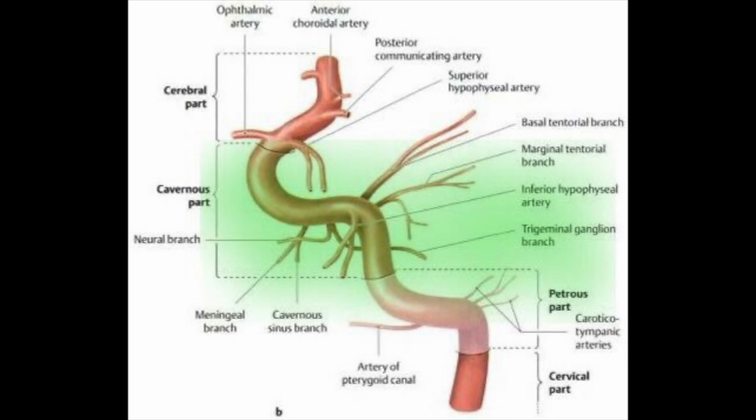The internal carotid artery is divided into 7 segments. We are interested in C4, the cavernous segment. This has a serpentine or S-shaped configuration resembling the head of a cobra.